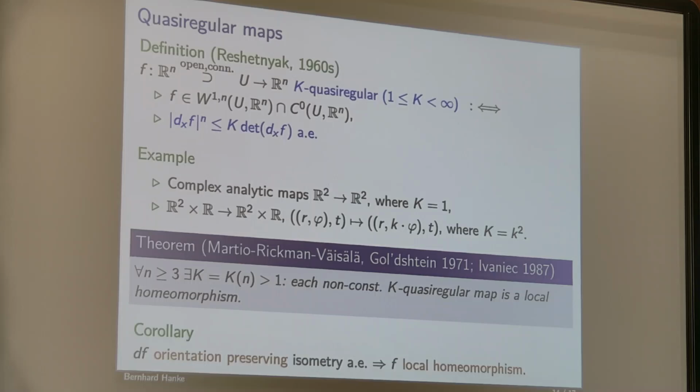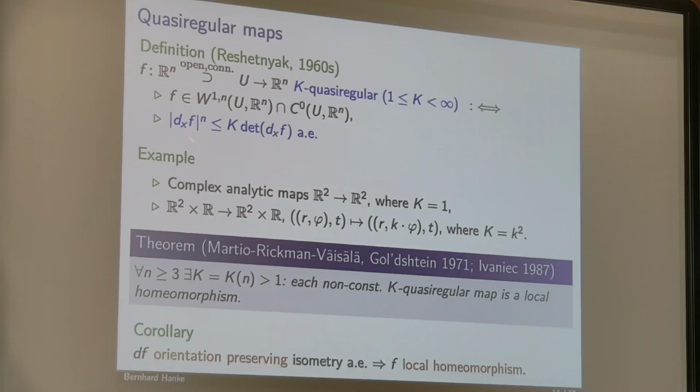So let me go quickly through the definition of quasi-regular maps. It's a version of quasi-conformal maps without the condition of being a homeomorphism. So we have a map F defined on an open subset of Rn with values in Rn. We call this map K quasi-regular if it's of Sobolev regularity 1n, and it's also assumed to be continuous.